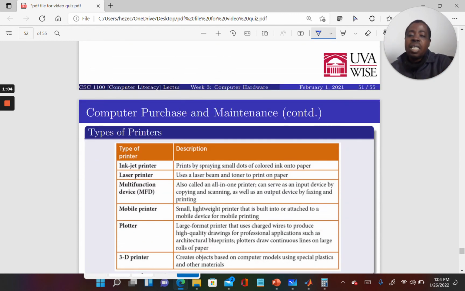Then we see that printers, like we saw in class today, you can have inkjet printers, laser printers, multifunction device printers, mobile printers, plotters, and 3D printers. We have a 3D printer, of course, in our system here. You can print stuff, and I think I can show you the 3D printer really quick, but I won't talk because I'm going out of my office now.